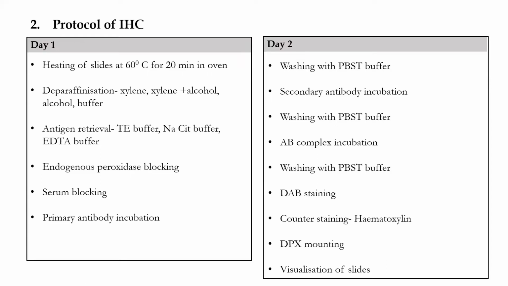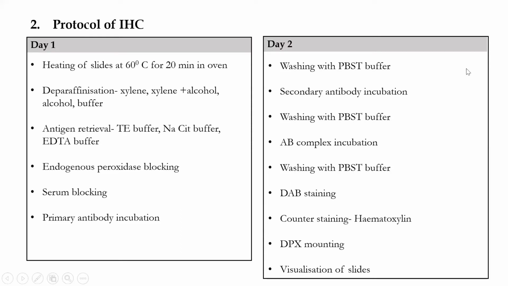Then the primary antibody is added to the slide and incubated overnight, so that the primary antibody goes and binds to the antigen. For example, if you are interested to see where EGFR is present in the cell, then an antibody against EGFR is used. It goes into the tissue, finds where EGFR is present, and binds there. The next day, washing with PBST is done. PBST is a buffer, and in it, Tween 20 is a mild detergent which is used to wash the slides.